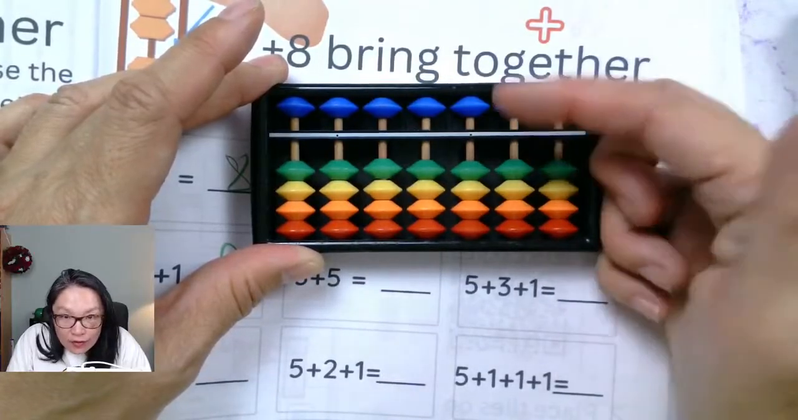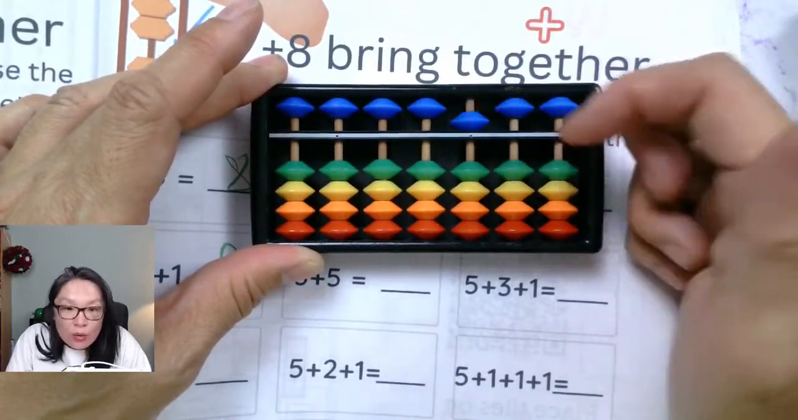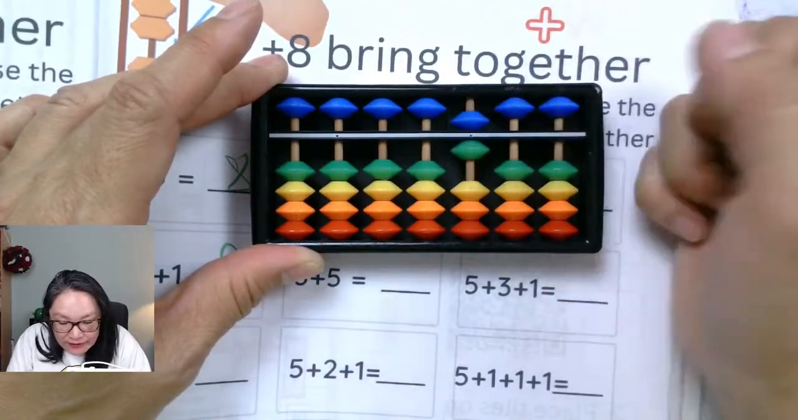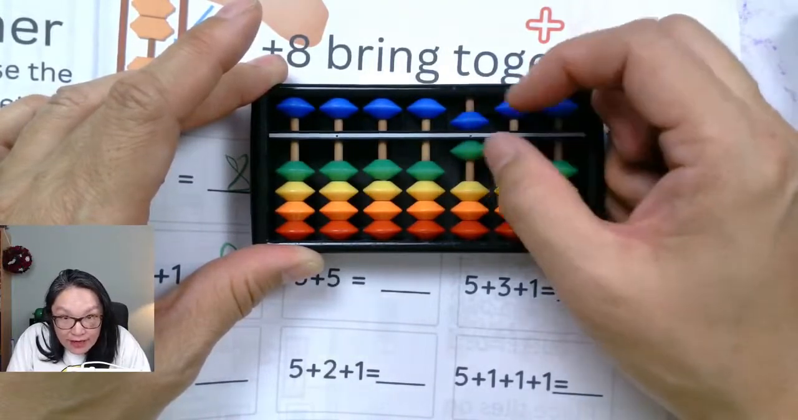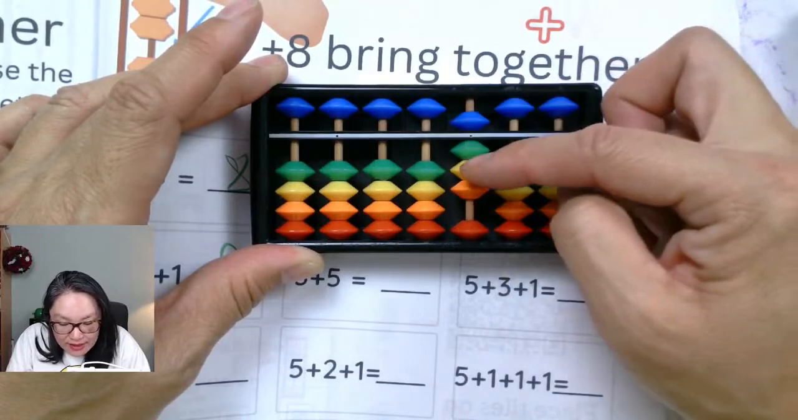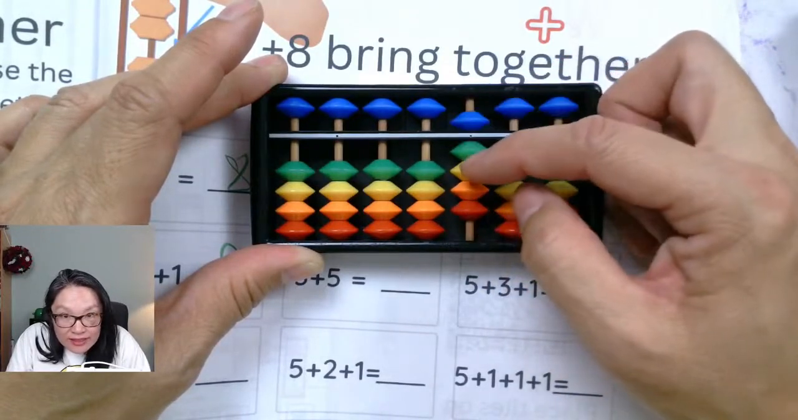Well, what's after four is five. We know what five is. Five will always be the top bead. So we have five and then we have six. Five, six, and then seven. Five, six, seven, and then eight. Five, six, seven, eight, and then nine.